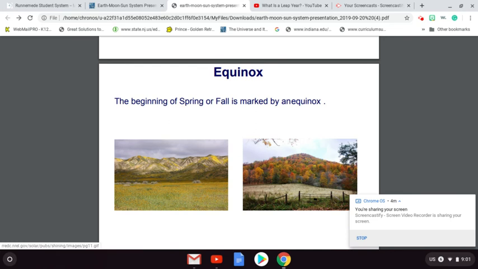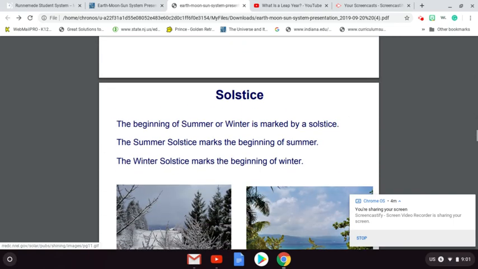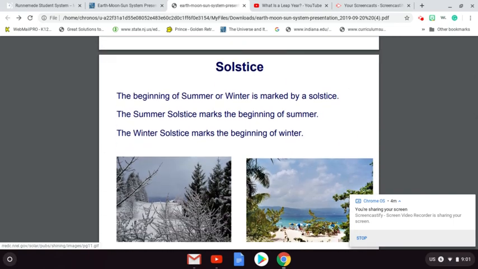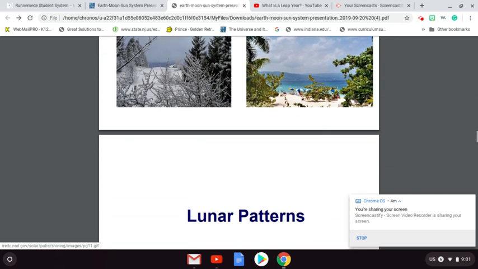And remember, we talked about equinoxes. The beginning of spring or fall is marked by an equinox. So remember, spring equinox is March 21st. Fall equinox is September 21st. The beginning of summer or winter is marked by a solstice. Summer solstice marks the beginning of summer, June 21st. Winter solstice marks the beginning of winter, December 21st.